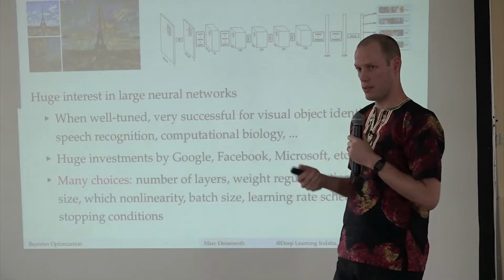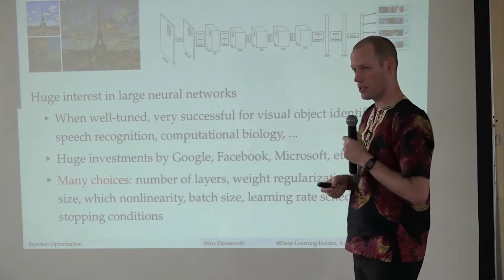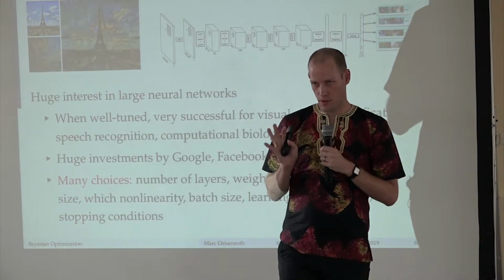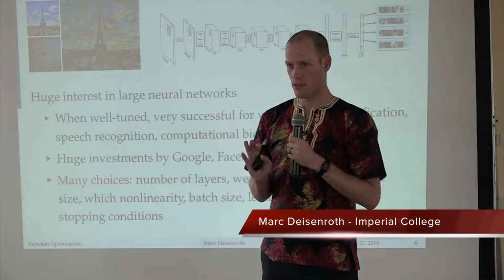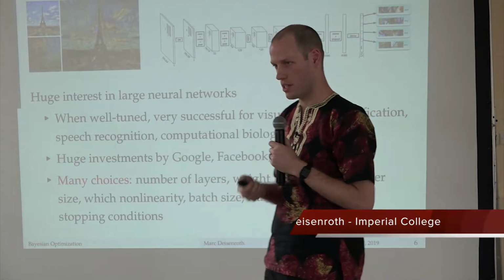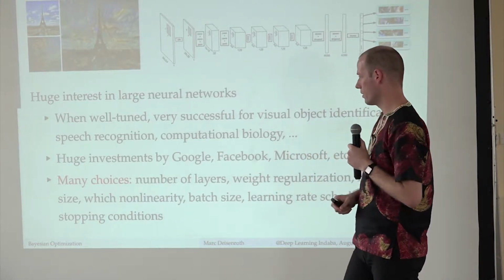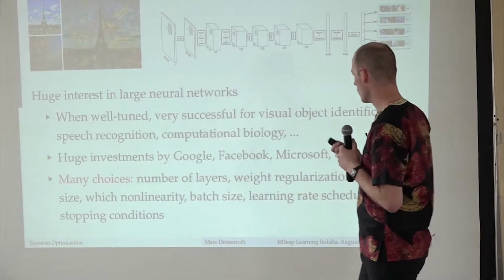Okay, so here's an example. You have a deep neural network. And if you manage to tune the neural network well, then you get really good results for many applications: visual object identification, speech recognition, computational biology, and so on.